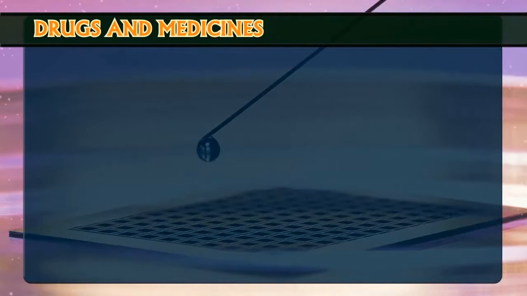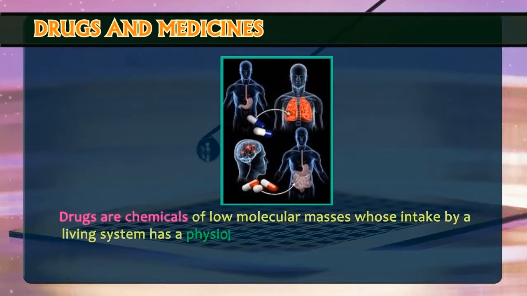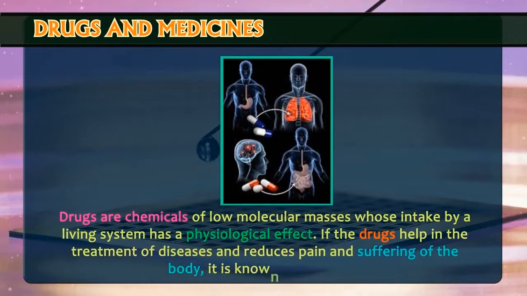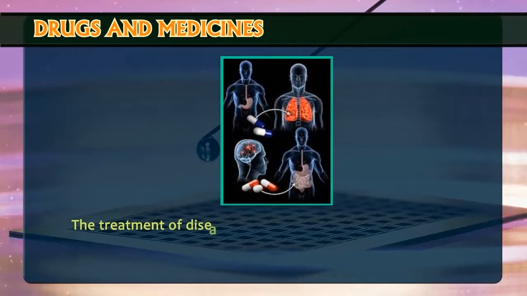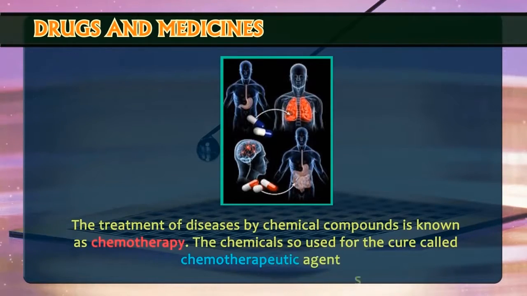Drugs and medicines. Drugs are chemicals of low molecular masses whose intake by a living system has a physiological effect. If the drugs help in the treatment of diseases and reduce pain and suffering of the body, it is known as medicine. The treatment of diseases by chemical compounds is known as chemotherapy. The chemicals so used for the cure are called chemotherapeutic agents.